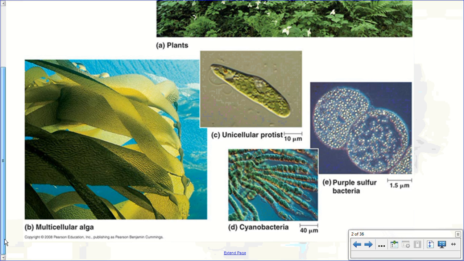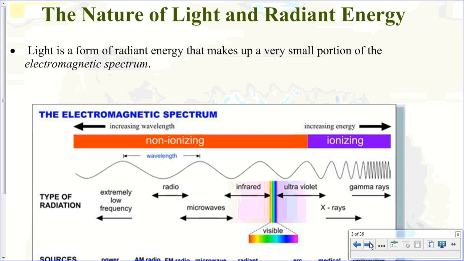So the picture that we see at the left-hand side here shows multicellular algae where photosynthesis is taking place, and also some single-celled organisms, protists and bacteria. Photosynthesis can also be taking place there. Plants, of course, do require light for the process of photosynthesis. And like us, plants use a very, very specific portion of what is referred to as the electromagnetic spectrum.